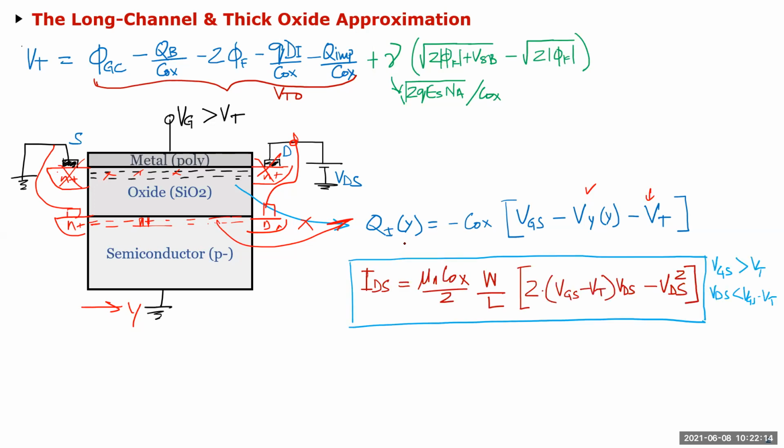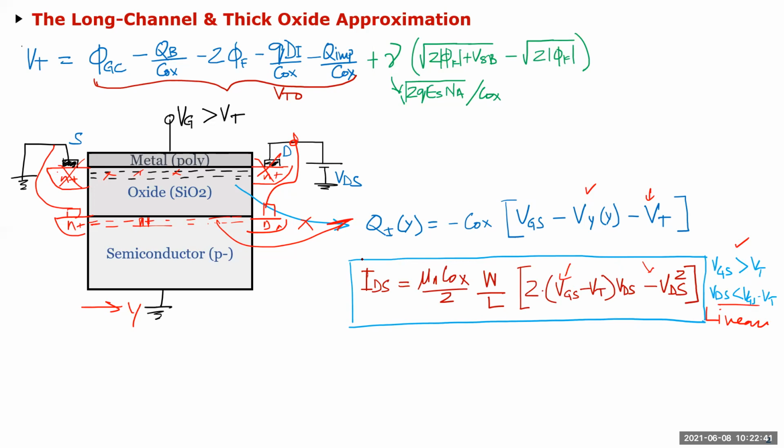And we did some rearranging and integration of this equation, and we got essentially two regions of operation. One was the linear region of operation, where VGS is greater than VT, that is, the channel is obviously formed, and VDS is less than VGS minus VT. This is for NMOS. Then this is your current equation, which is a function of VGS and VDS.